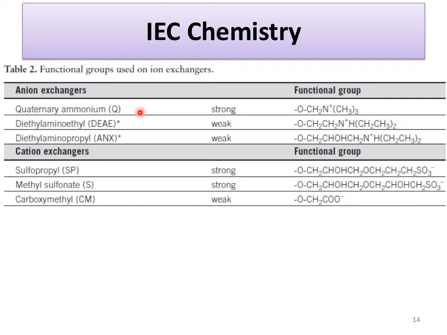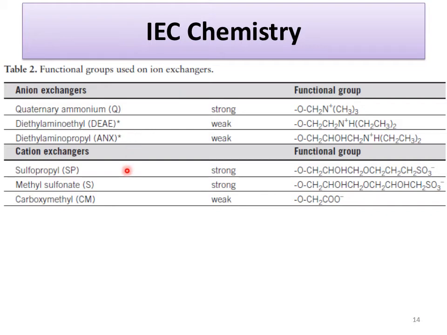One type of charge group is quaternary ammonium. Quaternary ammonium is a strong positive charge. The other groups include diethyl aminoethyl, which is a weakly positive charge stationary phase. Another one is diethyl aminopropyl, which is also weakly positively charged. So these are showing the anion exchange functional groups.